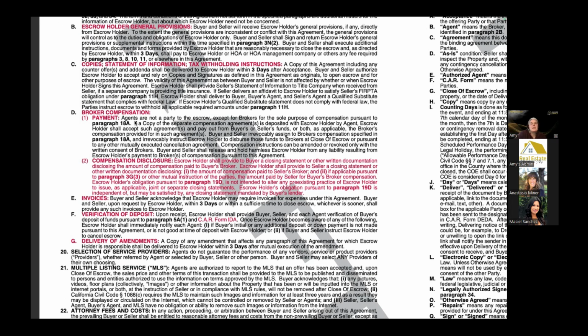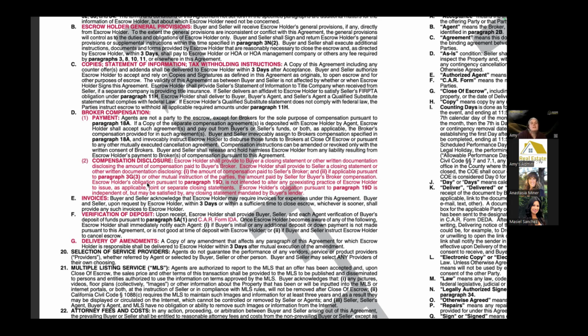We've now got a paragraph here with the instructions to the escrow holder, okay? Escrow holder shall provide buyer a closing statement or other written documentation disclosing the amount of compensation paid by buyer to buyer's broker. Escrow holder shall provide to seller a closing statement or other written document disclosing the amount of compensation paid to seller's broker. And if applicable pursuant to paragraph 3G3, that's the seller's payment to buyer's broker, or other mutual instructions of the parties, the amount paid by seller for buyer's broker's compensation.